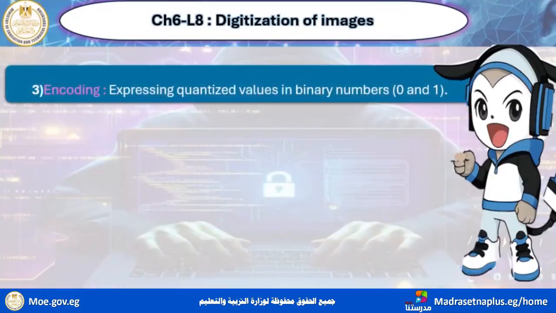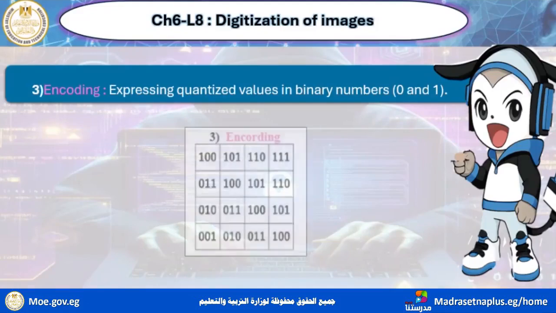Now moving to the third step, encoding. We already quantized the values, so we will convert the numbers from 1 to 7 to the equivalent binary code. Starting with 001, which is equal to 1, then 2, 3, 4, then here 2, 3, 4, 5, then 3, 4, 5, 6, then 4, 5, 6, 7. So we will convert the numbers into equivalent binary numbers.